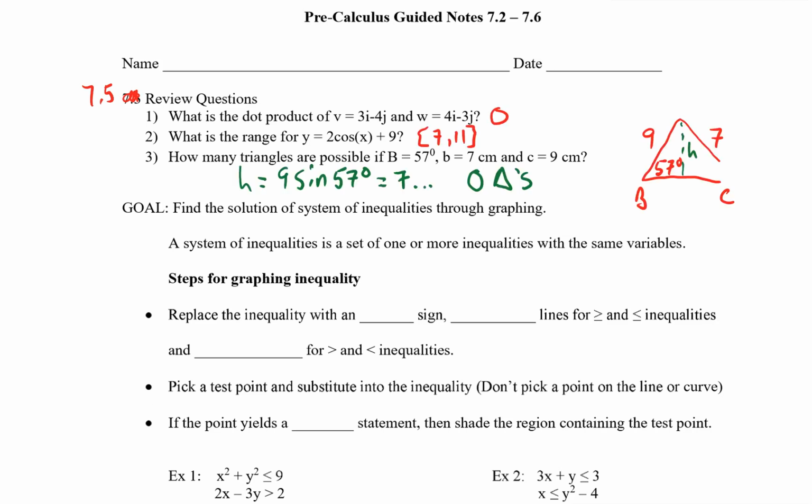All right, so these would be the answers. The dot product was 0. The range would be everything from 7 to 11 because you're shifted up by 9 and you have an amplitude of 2.